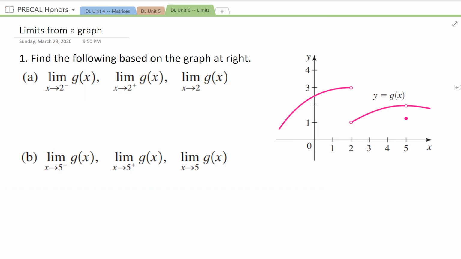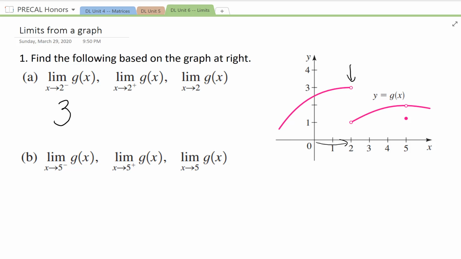Find the following based on the graph at right. So this is asking us the limit of g of x as x approaches 2 from the left. What is happening to g of x? At 1, it's approximately 3. 1 and a half is close to 3 as well. It appears to be approaching 3 from the left as x approaches 2 from the left.